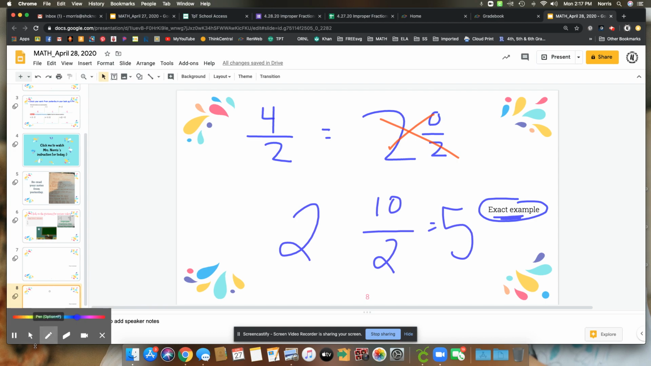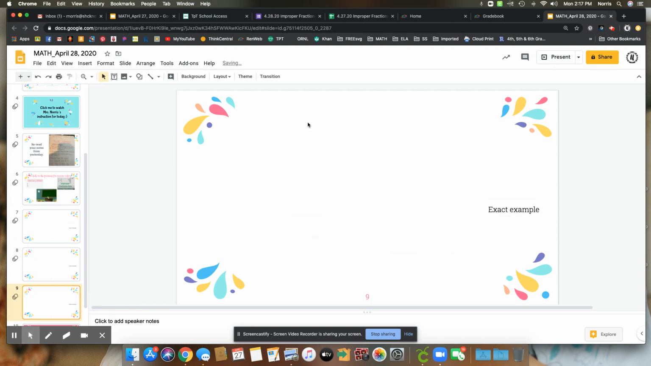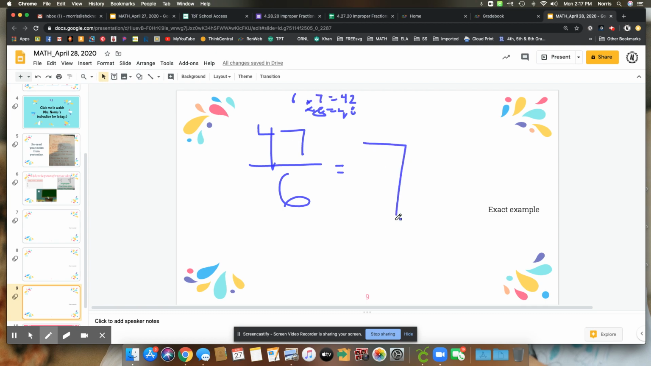Let's do one more, and then I'm going to let you get started on your assignment. Let's do 47 over 6. Thinking of my multiplication facts, I know that 6 times 7 is 42, and 6 times 8 is 48. So 48 is too much. 6 will go into 47 7 whole times. That's 42. What's left over from 42 to 47 is 5. 47 minus 42 is 5. Over your denominator that stays the same, which is 6.